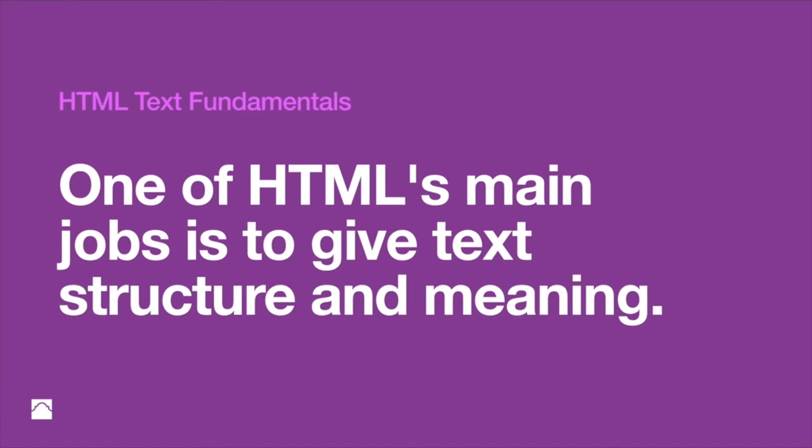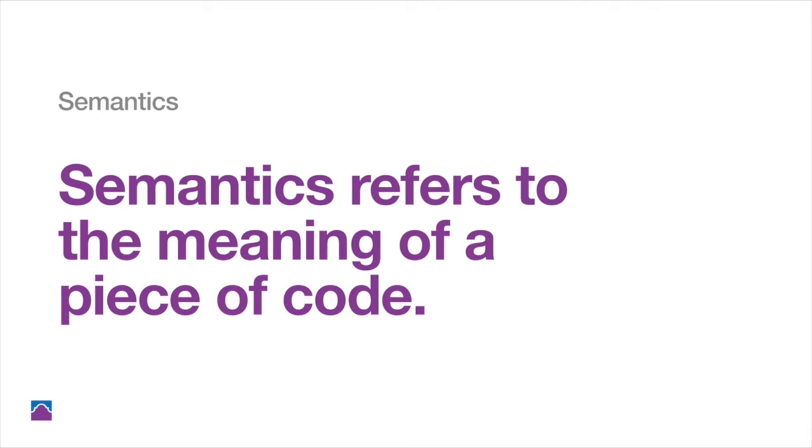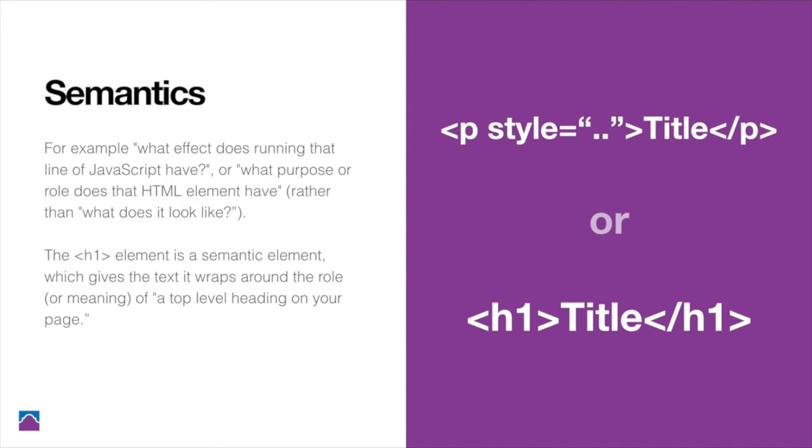So to go over text fundamentals, one of HTML's main jobs is to give text structure and meaning. Semantics refers to the meaning of a piece of code. So for example, what effect does running that line of JavaScript have, or what purpose or role does that HTML element have? So rather than what does it look like?